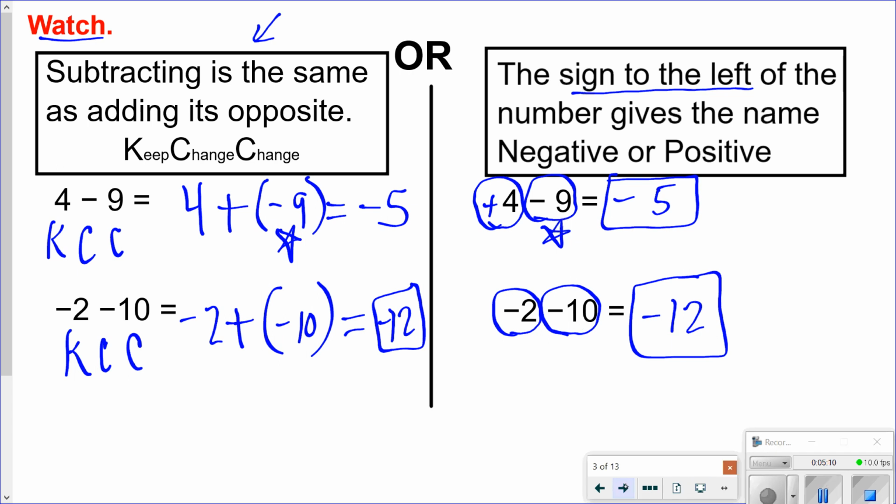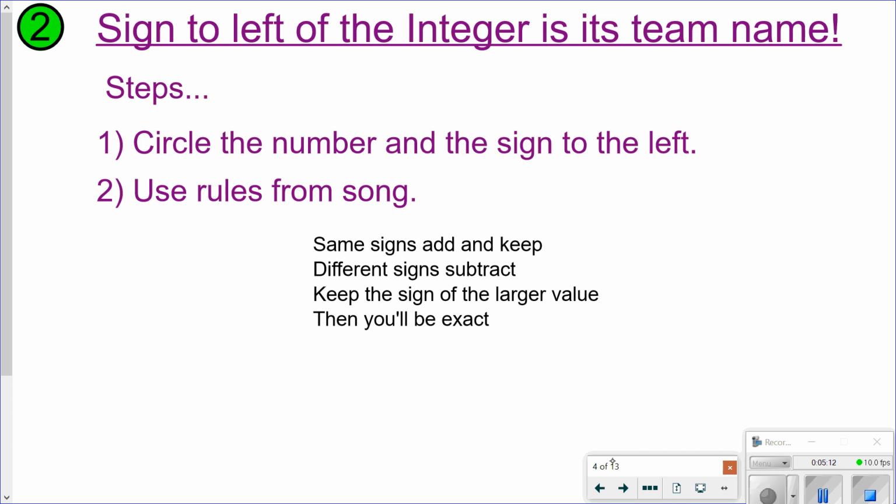So let's have you write this down in your notes. The sign to the left of an integer is its team name. Team positive, team negative. Whichever one has the most will win the fight, and that sign will be the answer. So write down the title here.